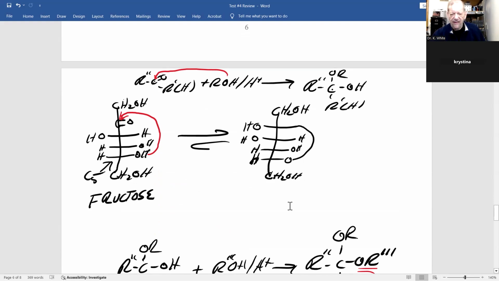And this carbon here is this carbon right here. And you should know, if I give you fructose, the structure, how to draw its hemiacetal. If I give you this hemiacetal of fructose, you should be either able to draw fructose or write its name.